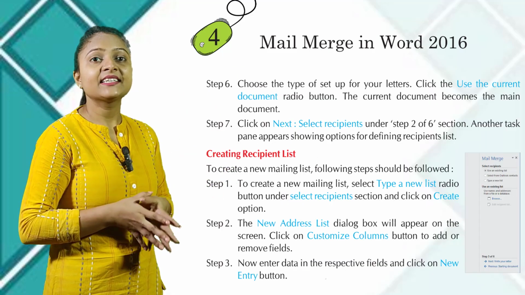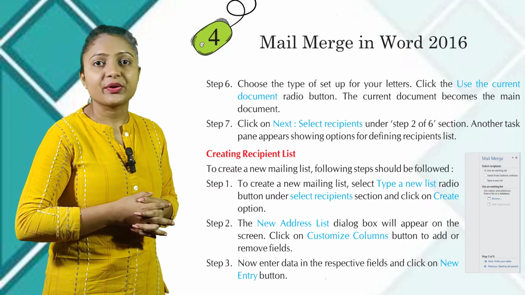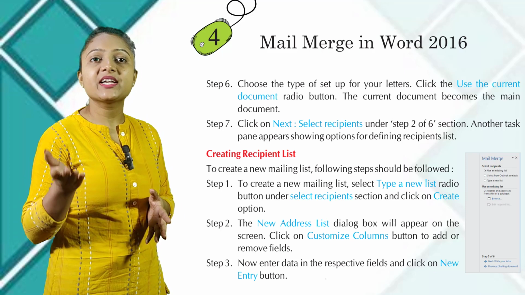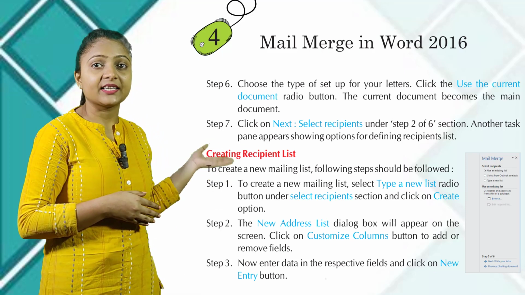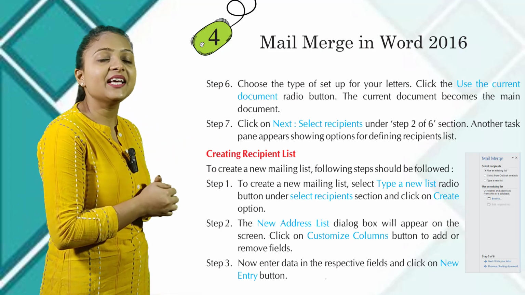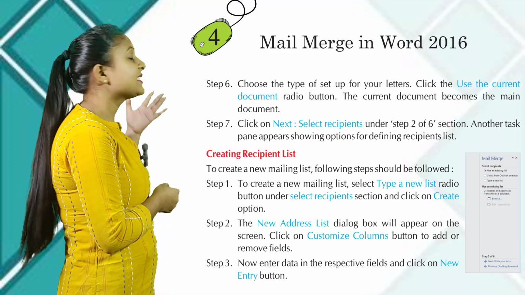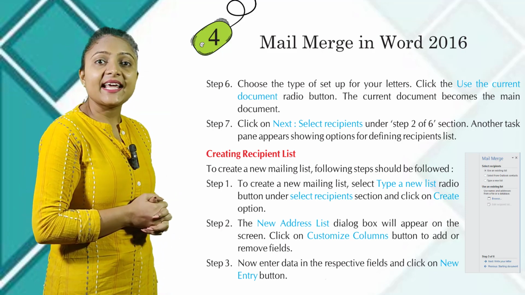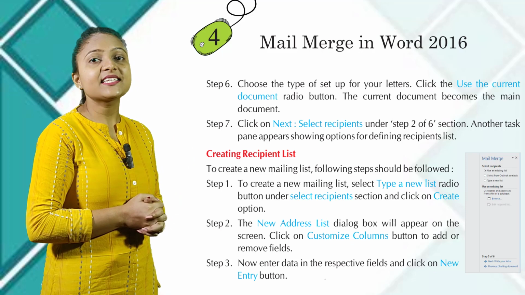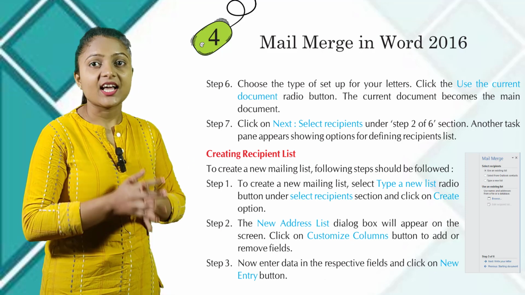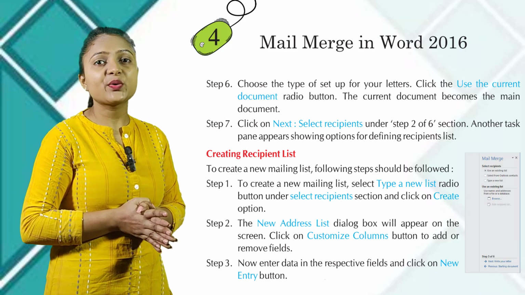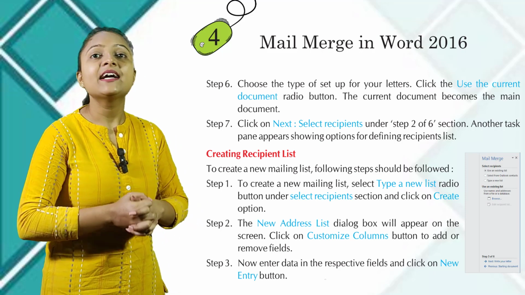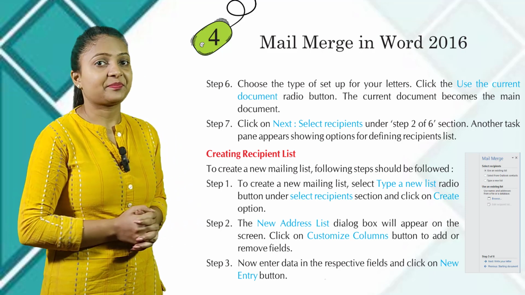Step 6. Choose the type of setup for your letters. Click on the Use the Current Document radio button. The current document becomes the main document. Step 7. Click on the Next, Select Recipient under Step 2 of 6 section. Another task pane appears showing the option for defining the recipients list.